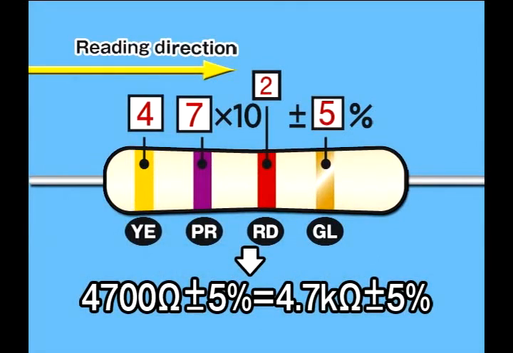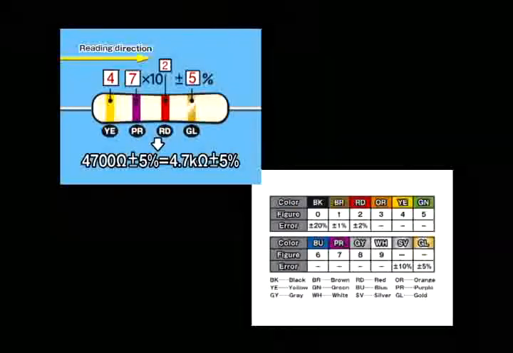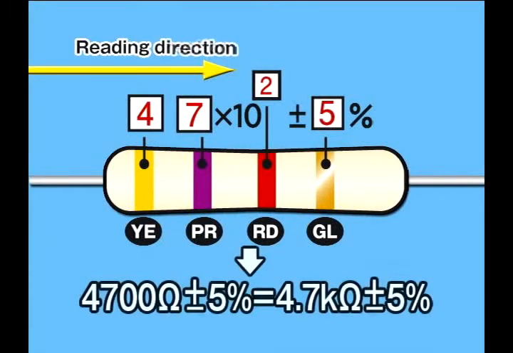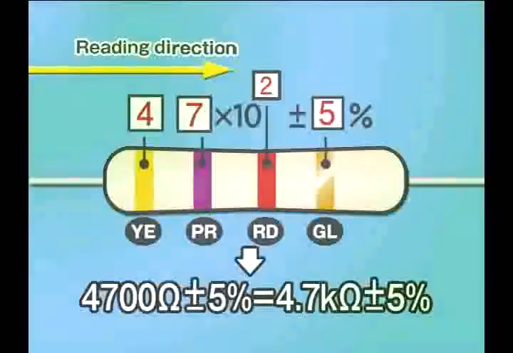This carbon film resistor, for example, has yellow, purple, red, and gold color bands, arranged in order from left to right. Their corresponding values are 4, 7, 2, and 5. From these numbers, we can determine that the resistance value is 4.7 kiloohms and the error is plus or minus 5%.